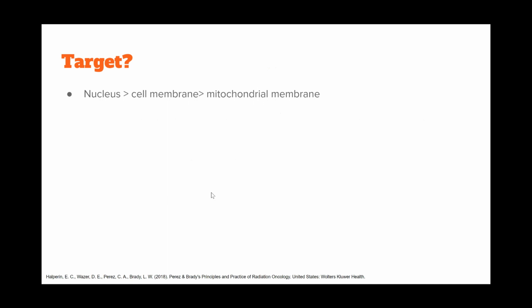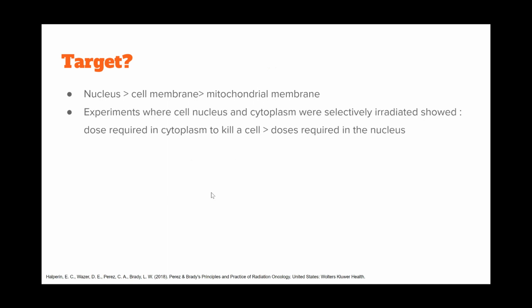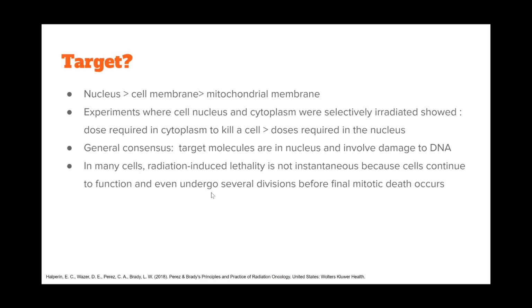Now, we talked about there being a target. Experiments have shown that the nucleus requires less dose of irradiation as compared to the cytoplasm. So we have decided that the nucleus is the first target, the second being the cell membrane, and the third being the mitochondrial membrane. The general consensus among all people is that the target molecules are in the nucleus only, and basically it's the DNA.